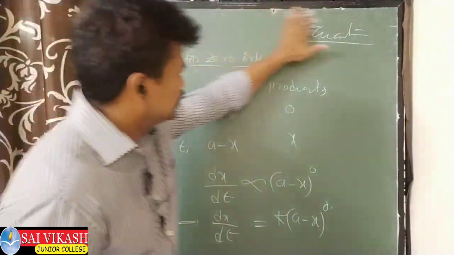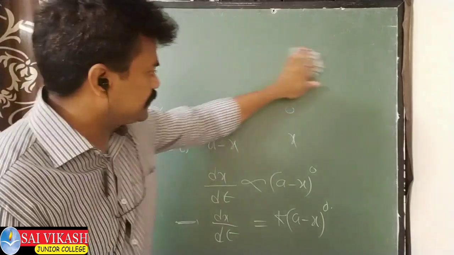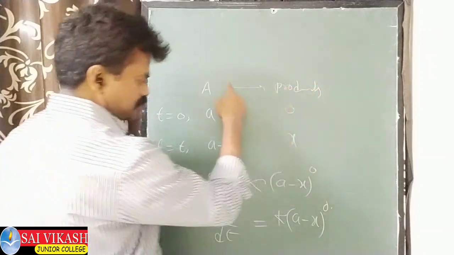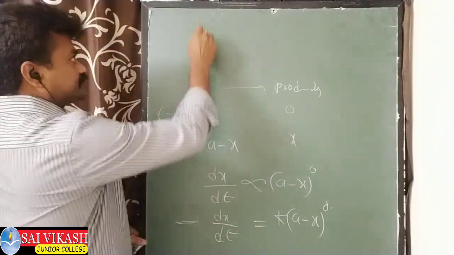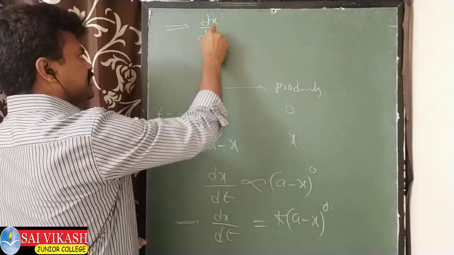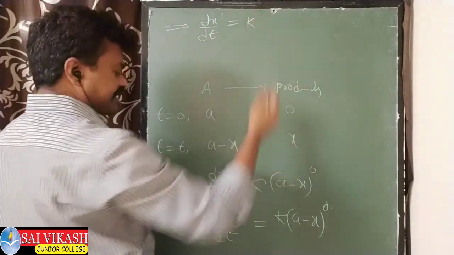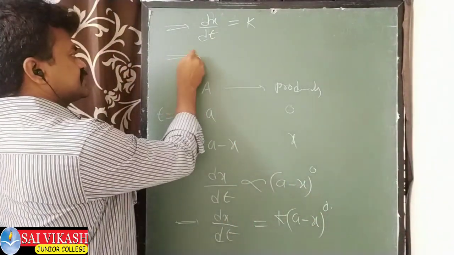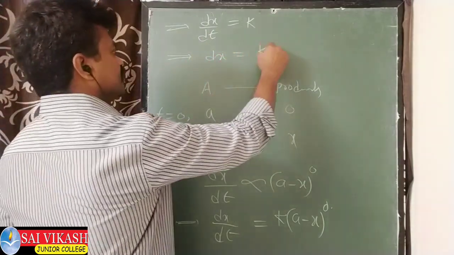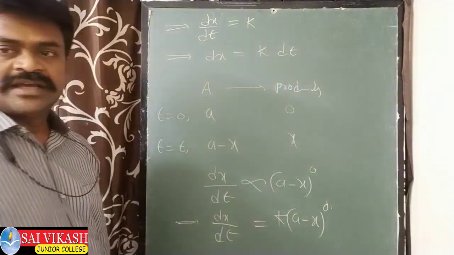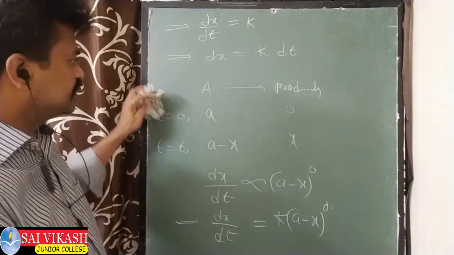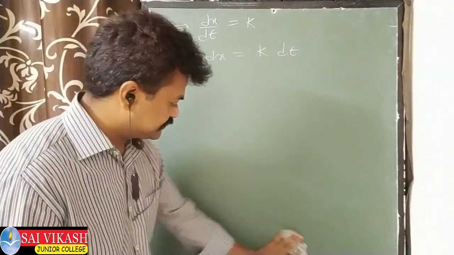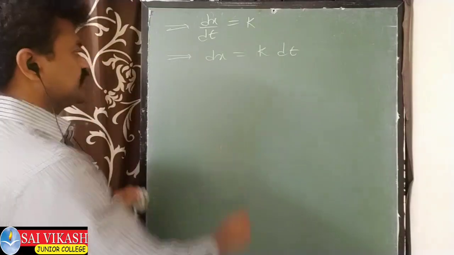So again, let us derive. Derivation we will continue. Here the a gives products only I have taken. A gives products, from this continue. Then here you get dx by dt is equal to how much? k only, because anything power 0 is 1. So k only you will get. So from this tell me, dx is equal to k into dt. dx equal to k into dt. Okay. Now after this I am going to integrate this. See, integrating on both sides.